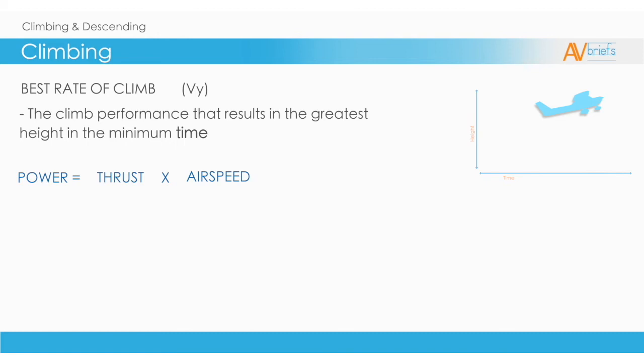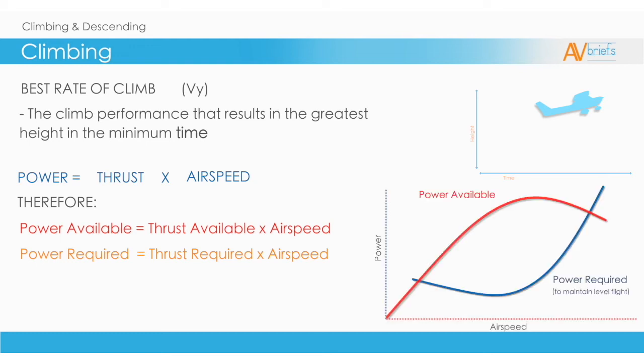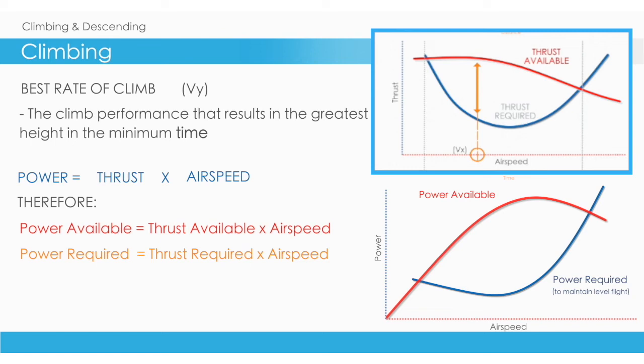That's all. Now that we know our power is just the thrust times airspeed, we can see something else. We can see that power available is the thrust available times the airspeed. And then the power required is the thrust required times the airspeed. So Vy is determined by where the maximum excess power is available. Vx, maximum thrust available. Vy, maximum power available.